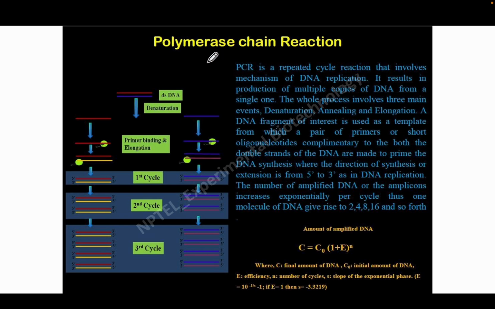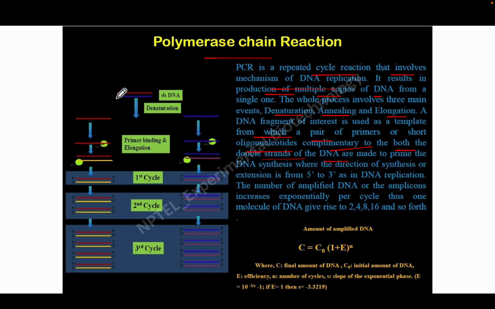So PCR is a repetitive cycle reaction that involves the mechanism of DNA replication. It results in production of multiple copies of DNA from a single one. The whole process involves three main events: denaturation, annealing, and elongation. A DNA fragment of interest is used as a template, from which a pair of primers, or short oligonucleotides, complementary to both strands of the DNA are made to prime the DNA synthesis. So for that, we need primers. We need complementary primers so that they come and bind to one of the strands and then start the replication.